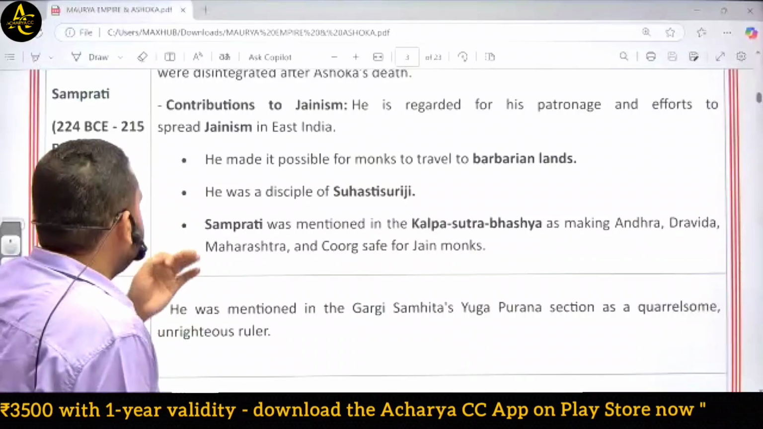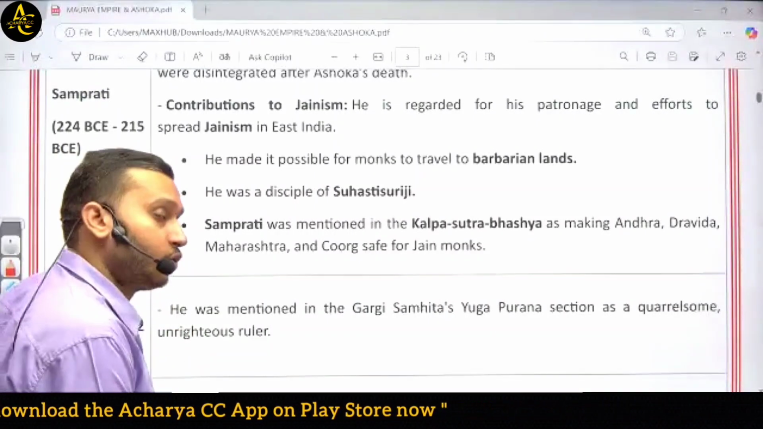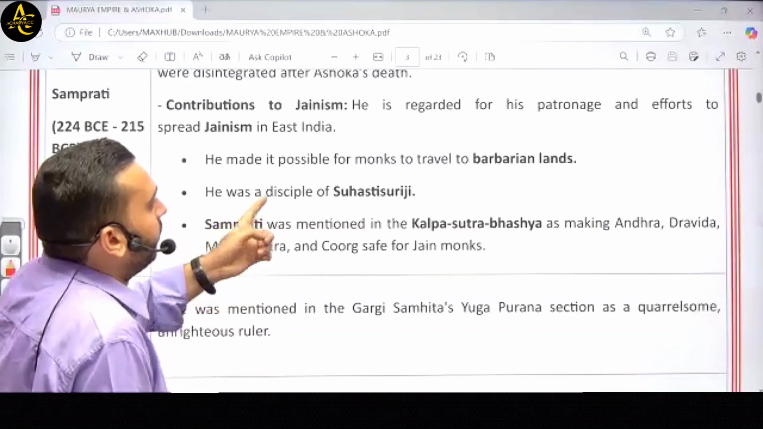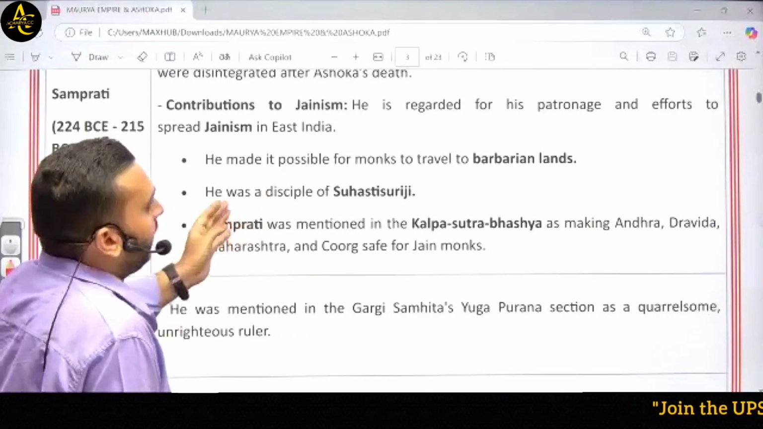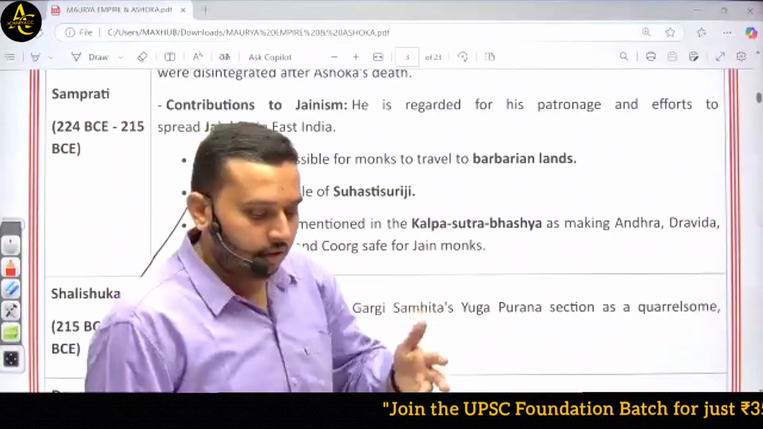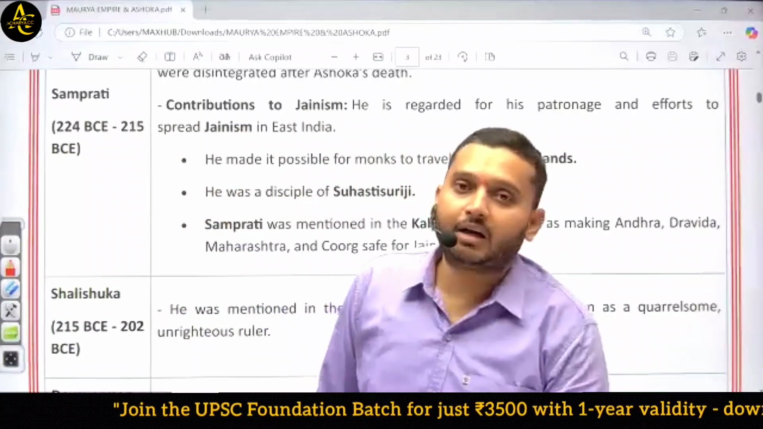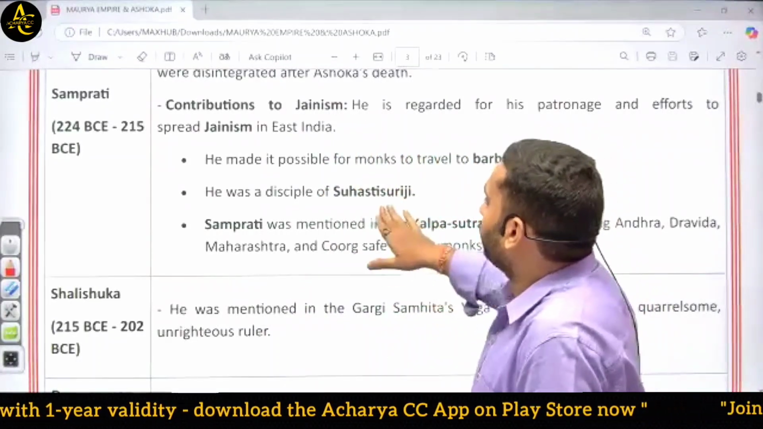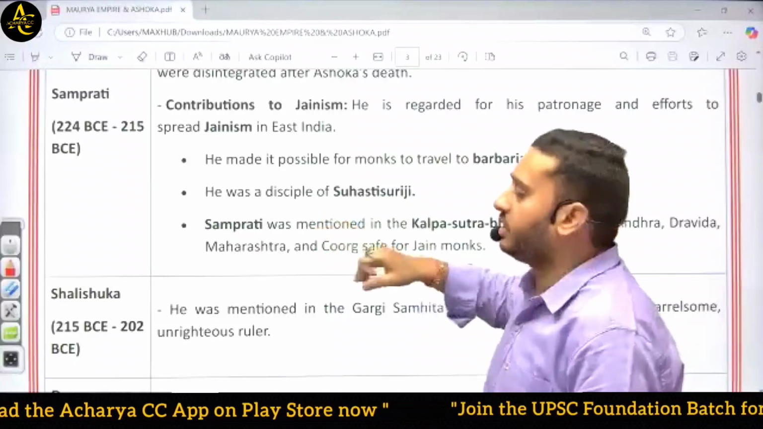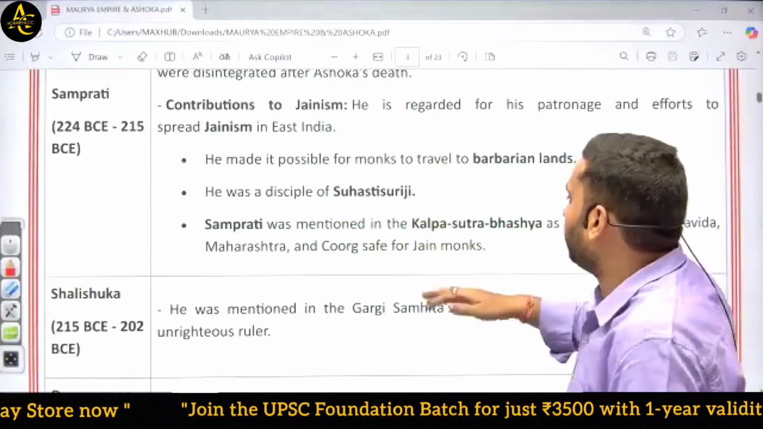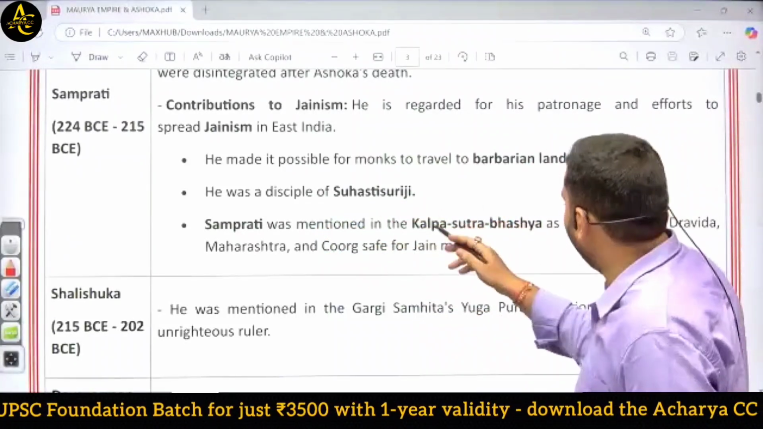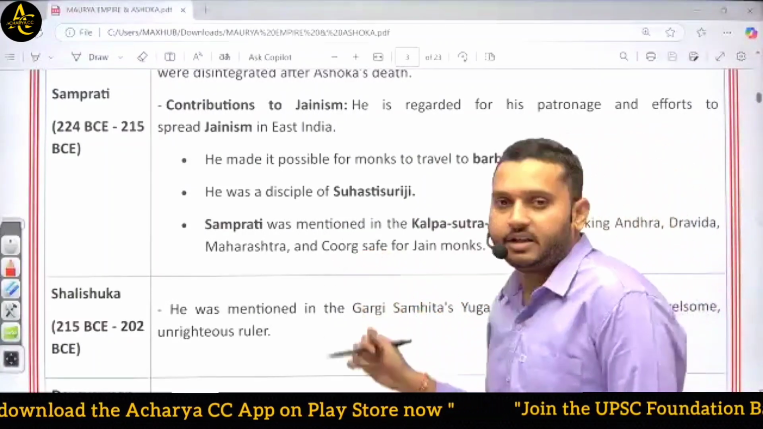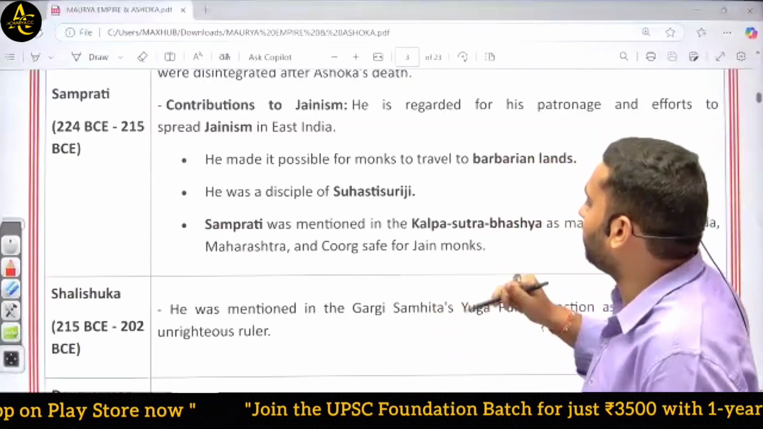Samprati patronized the Jain religion in eastern India as Ashoka patronized Buddhism. He made it possible for monks to travel to barbarian lands. Barbarian lands means the lands where the rulers or people do not follow the Dhamma. He was a disciple of Suhastri Suriji, a Jain monk at that time. Samprati was mentioned in the Kalpa Sutra Bhashya, a book, as making Andhra, Dravida, Maharashtra, and Kurg, a small state near Karnataka, very beautiful and safe for Jain monks.